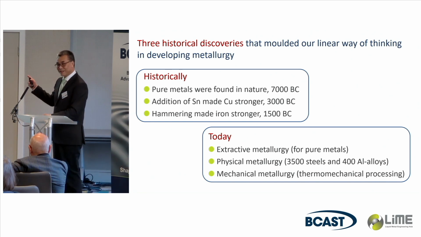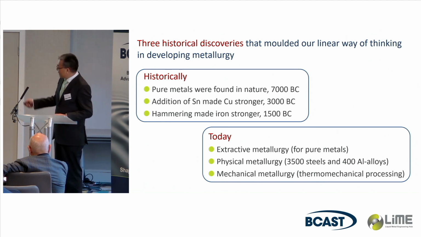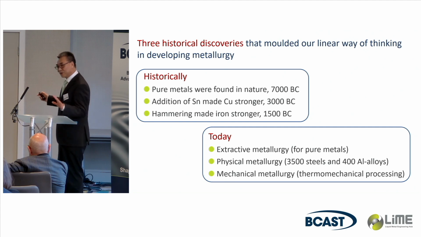But before 2.0, the specific case studies, activities. I'll see, okay, a little bit information about Metallurgy 1.0, okay? And there was 3 historical events or discoveries which have almost molded our linear way of thinking. And I just pointed out here, and we're all very familiar. Pure metal was found in nature long time ago. And the other one is addition of tin to copper made copper much stronger. And if we hammer iron, and iron becoming much stronger, these 3 things, pure metal, addition of another element, and hammering, which almost molded our way to do metallurgy 1.0 for 5,000 years or more.